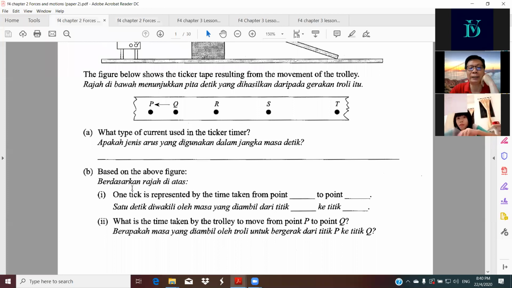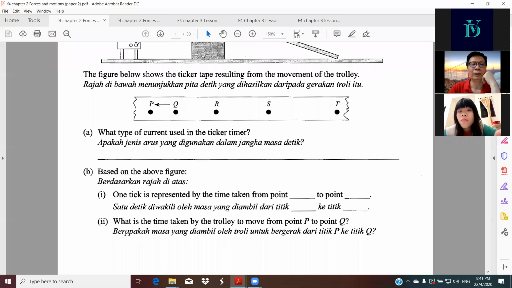So it's very simple. One tick is represented by the time taken from which point to which point? You see the diagram? One tick is meant from either P to Q or Q to R or R to S and so on. So your answer is, you just write P to Q.